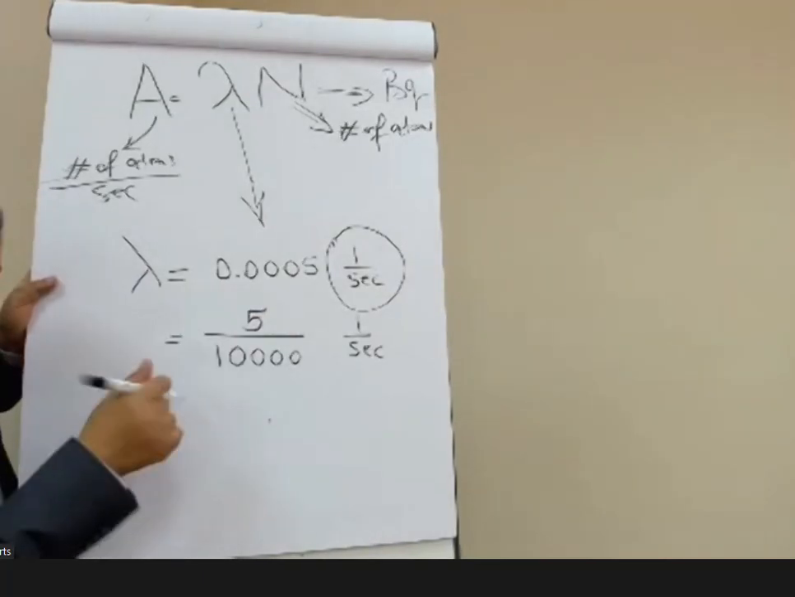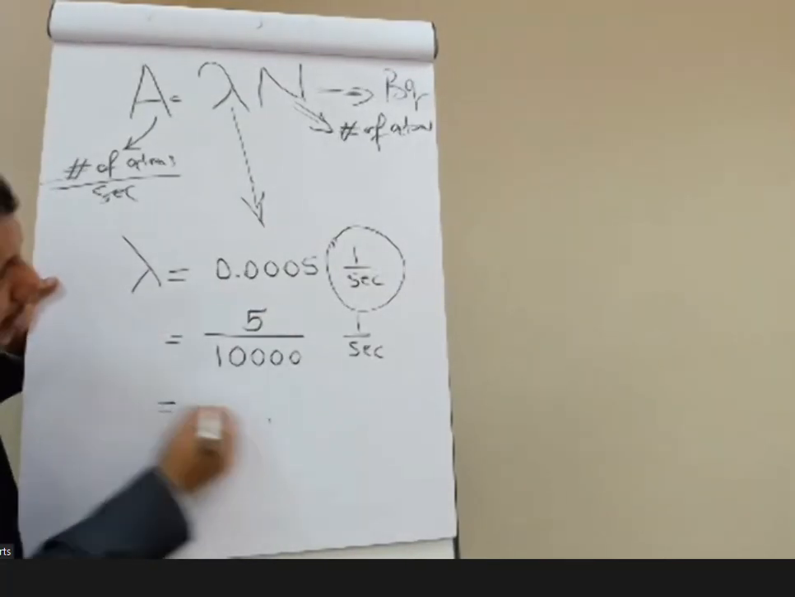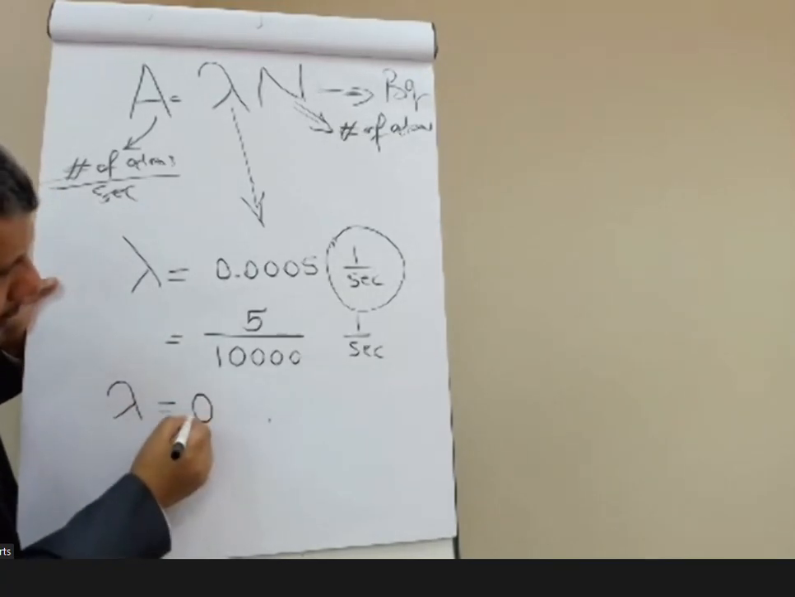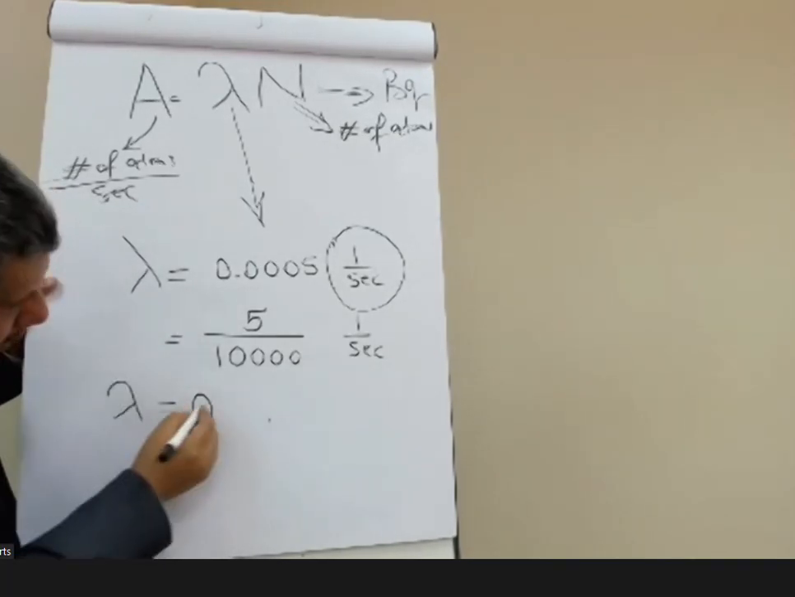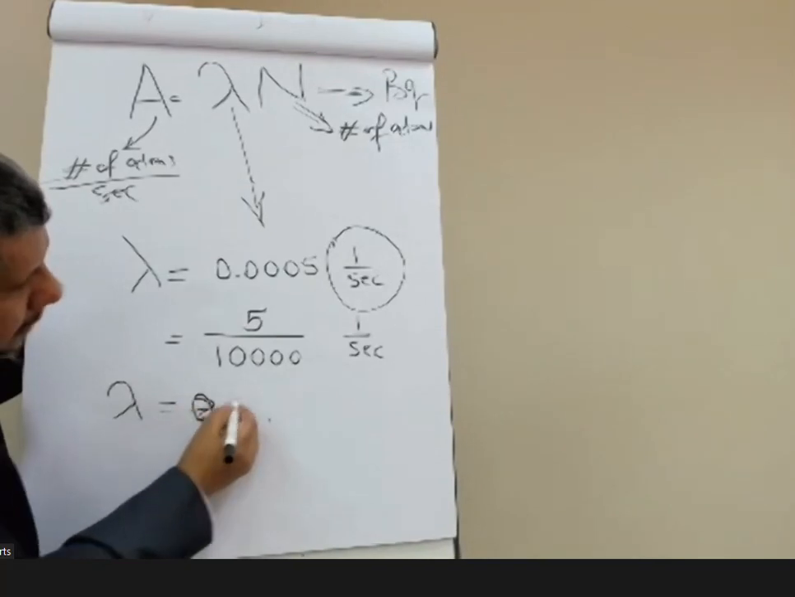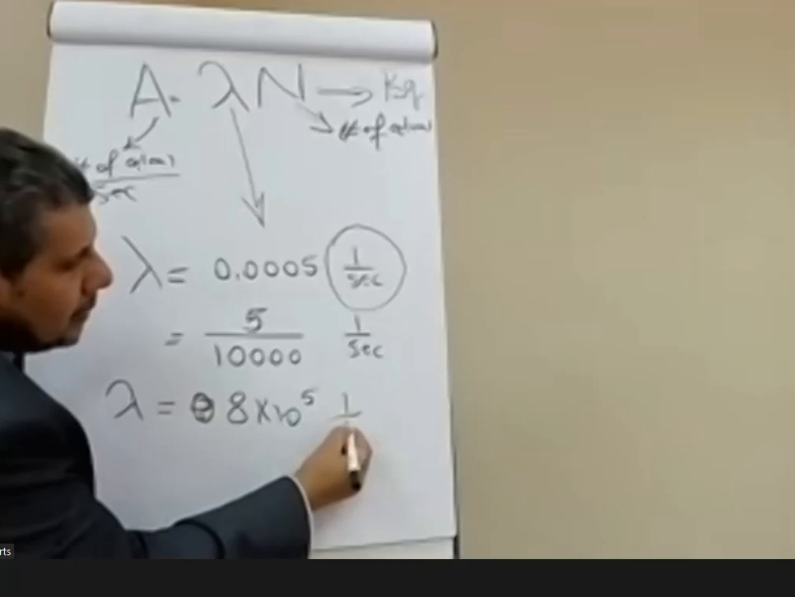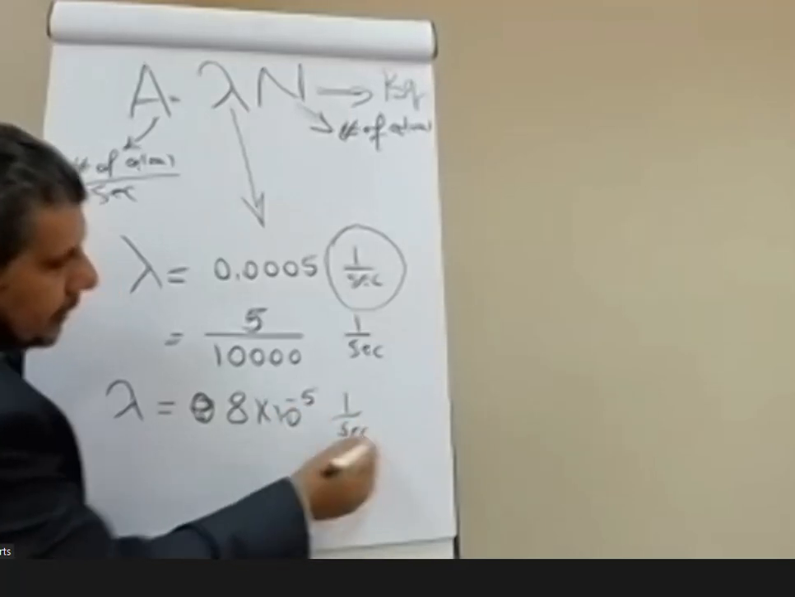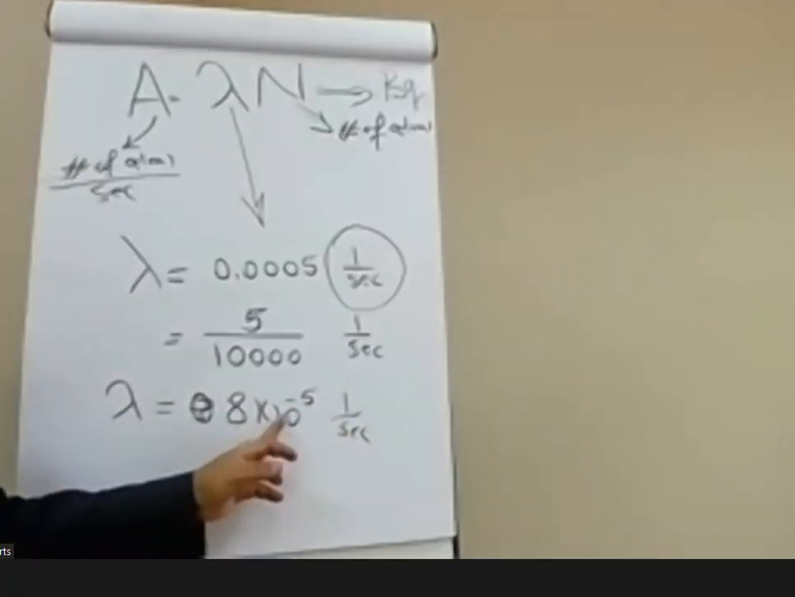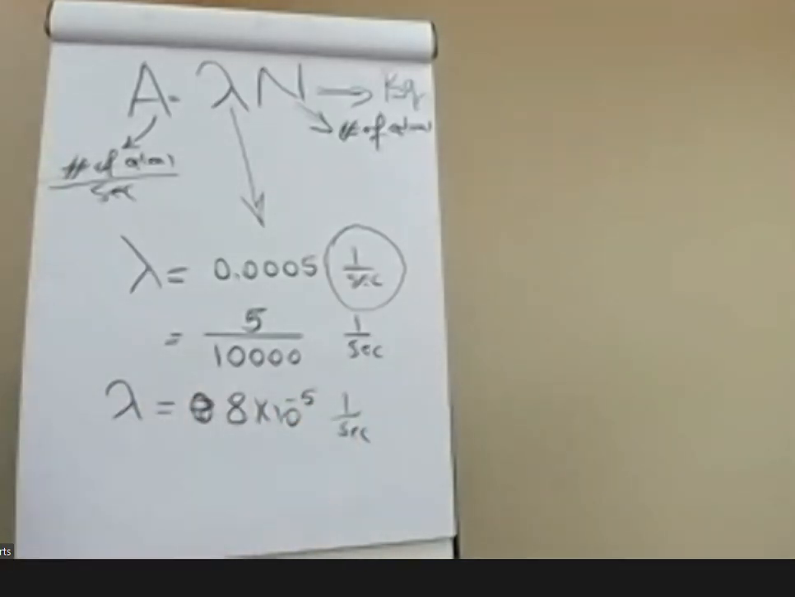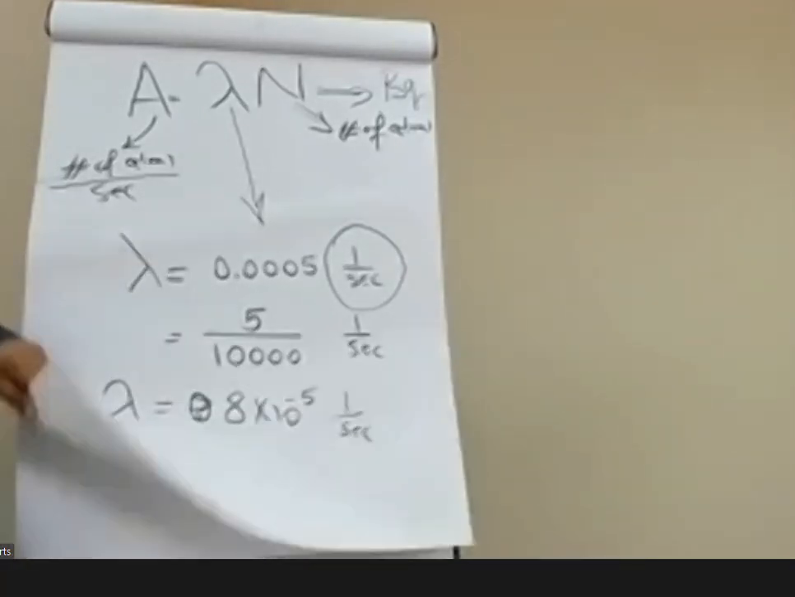Let's take another example. Assume lambda equals 8 times 10 to the minus 5, 1/second. Assume I give you this constant. What is the meaning of this constant? It's a number, but what is the meaning of this number? Okay, I will explain.